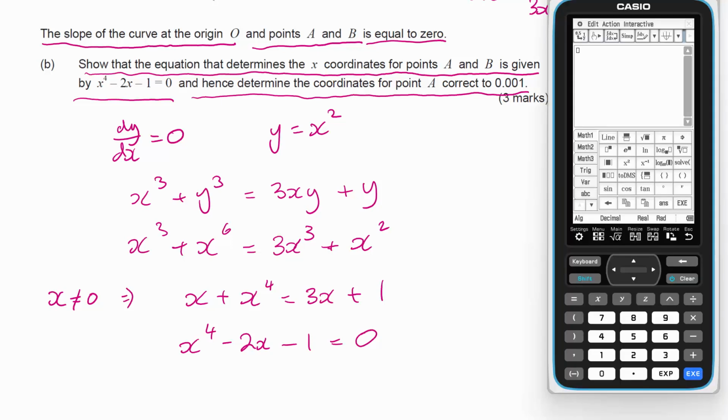So let's solve that. And so action, advanced, solve. And I have x to the 4 minus 2x minus 1 is equal to 0. And of these 2 points, A is the leftmost according to the graph. So we'll go for negative 0.475.